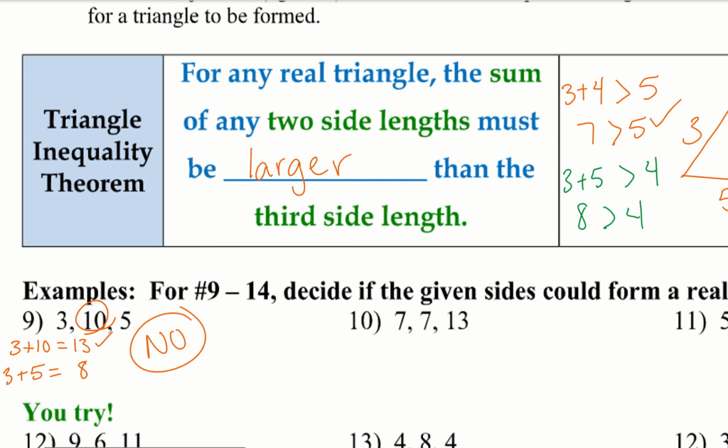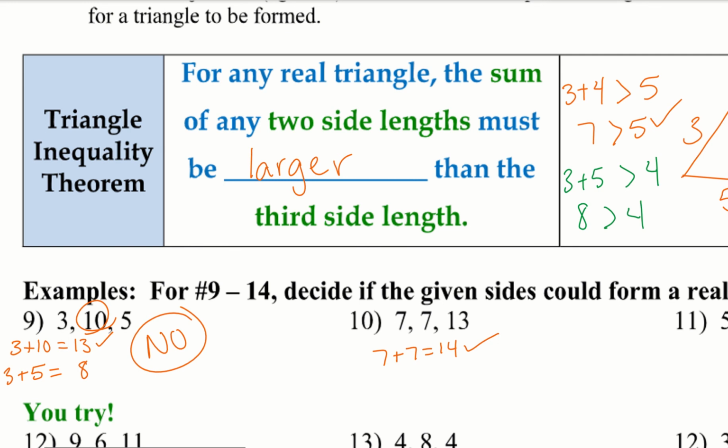Okay, let's go ahead and try 10. So I have 7 plus 7 is 14. That is greater than 13, so that checks out. And then I have 7 plus 13, which is 20, which is greater than my other 7. And of course, we'd end up doing 7 plus 13 again because we have two 7s. So this one checks out. So number 10, this would create a triangle. And if you need to, while we're working through these, go back to the exploration and plug in these values and see if they do actually make a triangle or not.